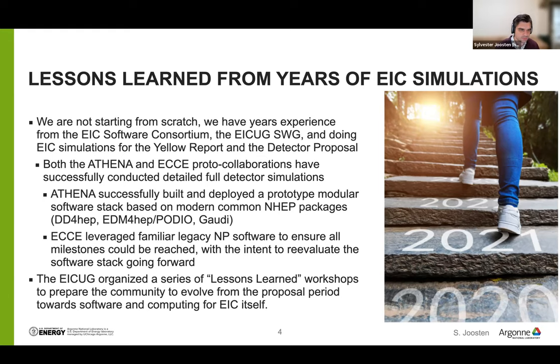The Athena collaboration successfully built and deployed what we could call a prototype modular software stack based on modern nuclear and high energy physics packages, things like DD4hep, EDM4hep, PODIO, Gaudi, et cetera. While the ECCE proto-collaboration really leveraged familiar legacy NP software to ensure that they could hit their milestones with minimal risk, with the intent to reevaluate the stack going forward.